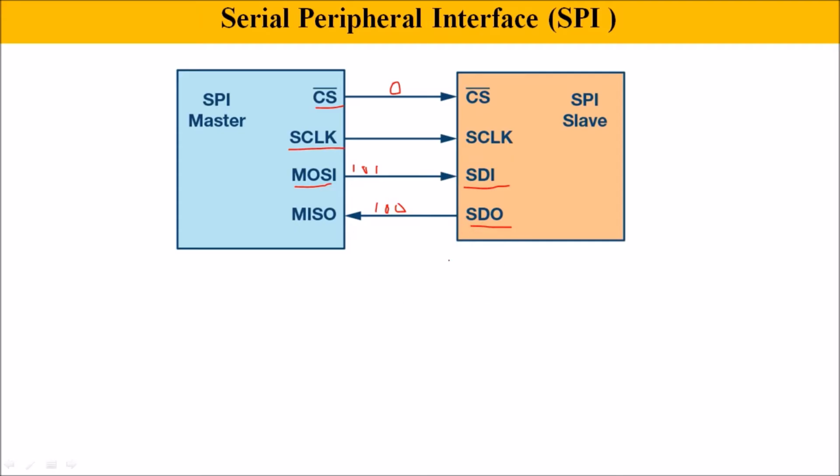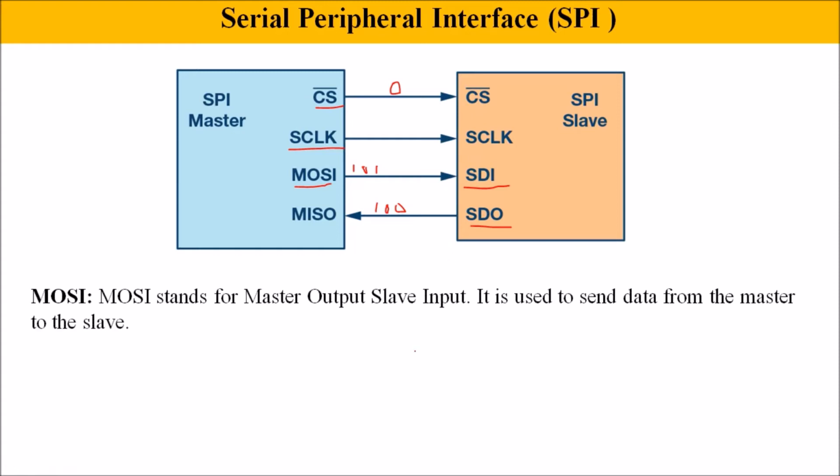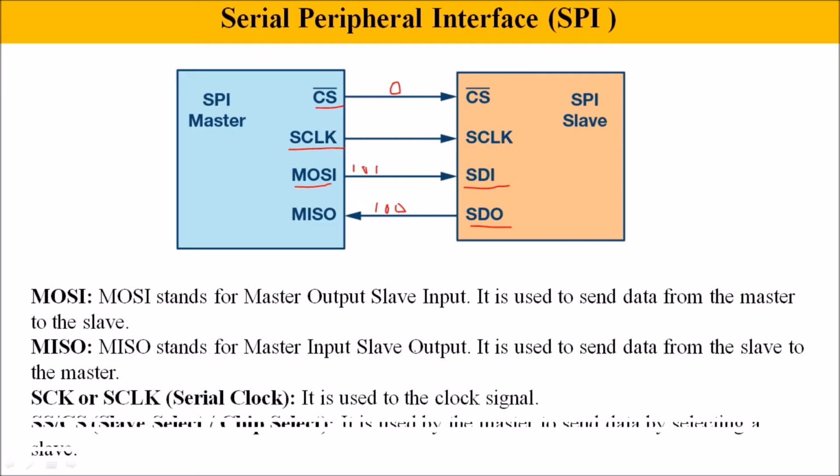This is a master-slave protocol, but there can be only one master. It is not a multi-master protocol like the I2C protocol, but it is a full duplex protocol because it has two separate terminals. One terminal is used to transmit data and the other terminal is used to receive data. So these are the four terminals used to transmit the data in the SPI protocol.